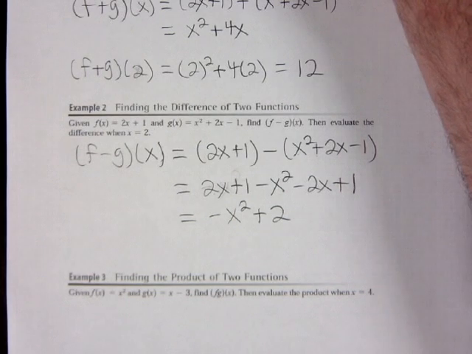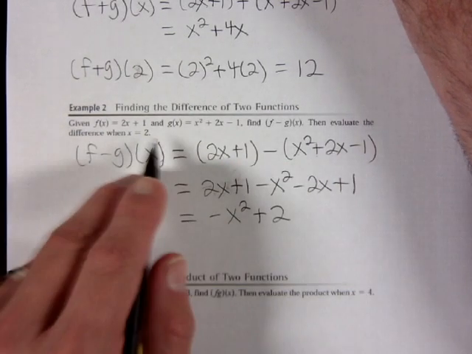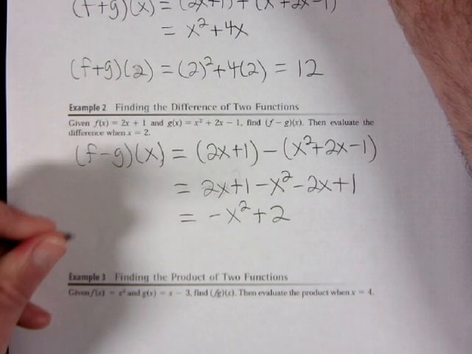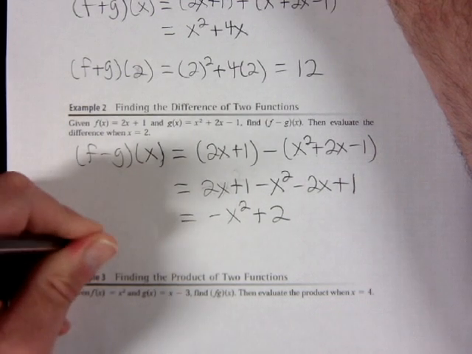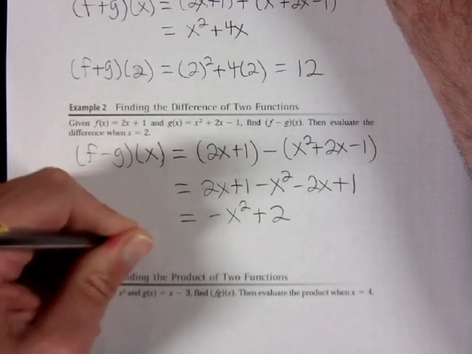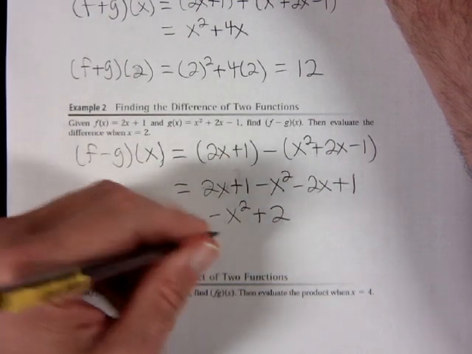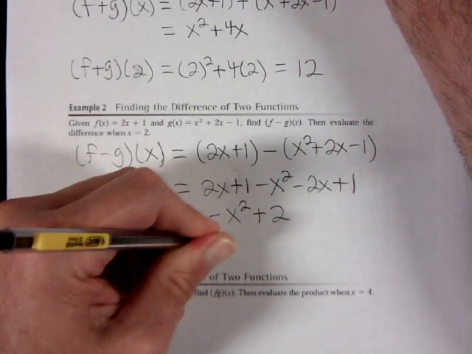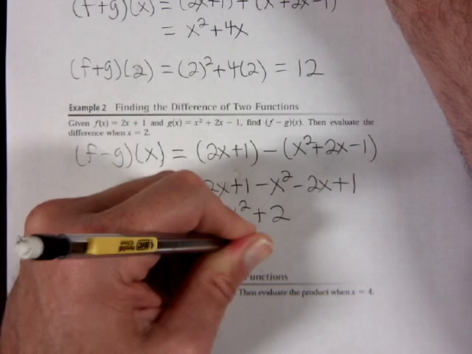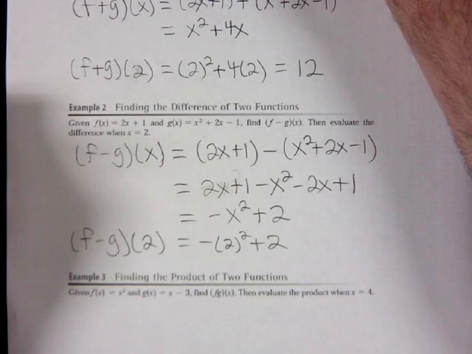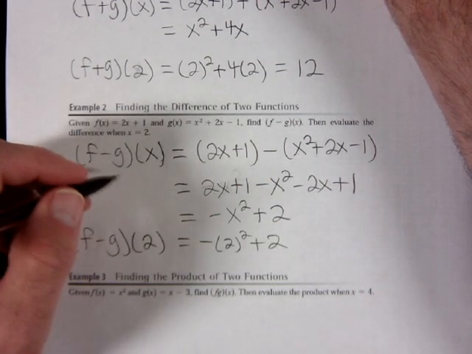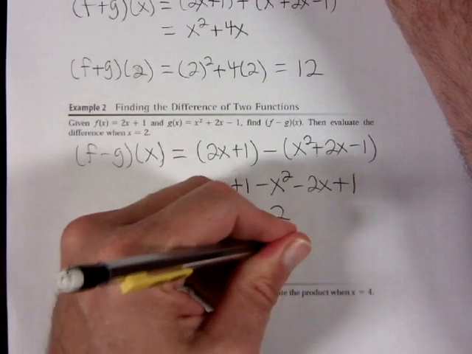Okay, so now we need to evaluate this new function at 2. So I want to find f minus g of 2. So again, I'll plug a 2 into x everywhere I see it. It's going to be negative 2 squared plus 2. And so 2 squared is 4, so negative 4 plus 2 is negative 2.